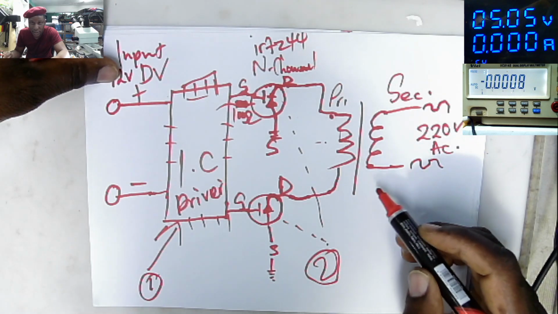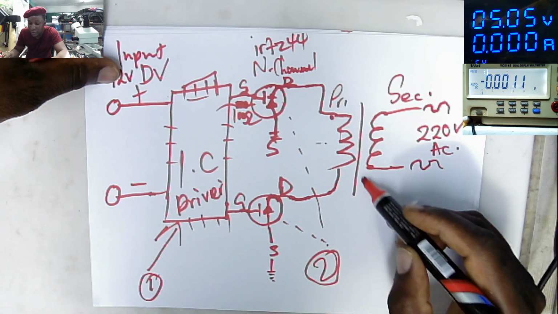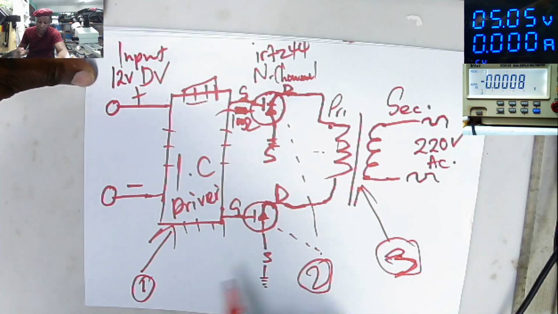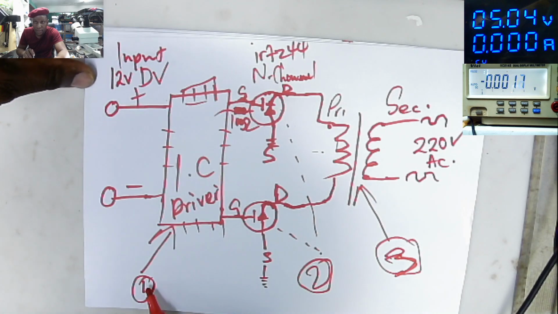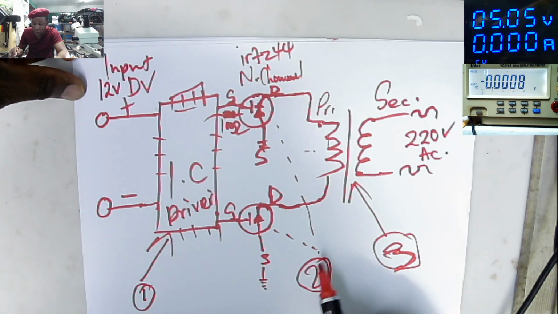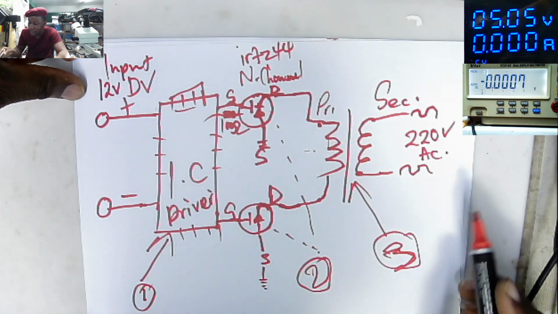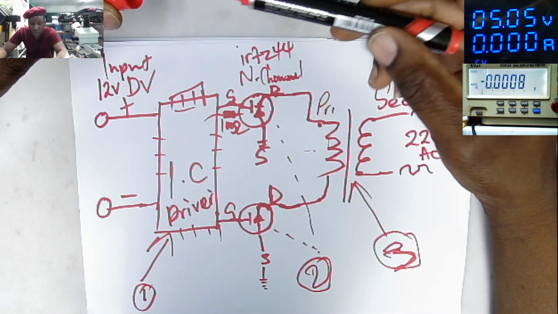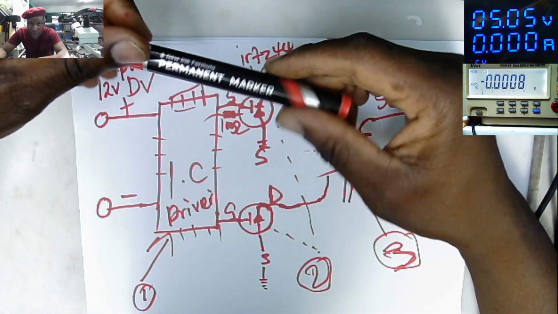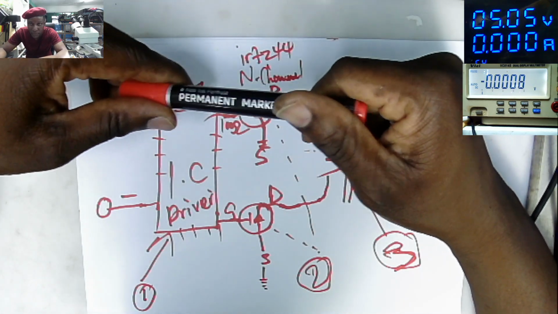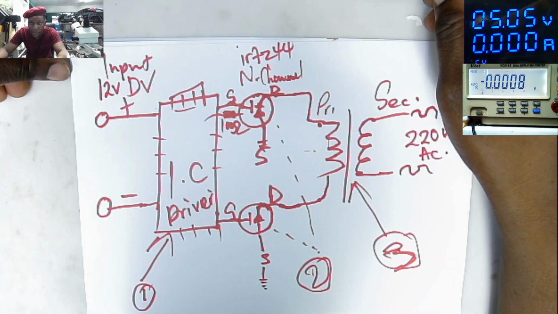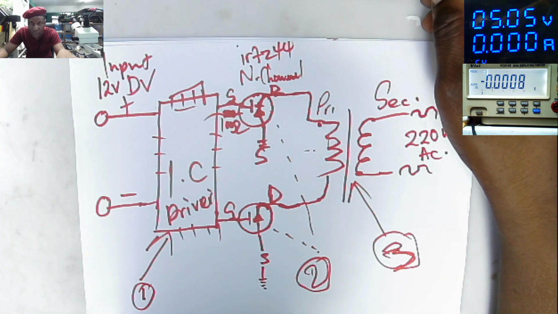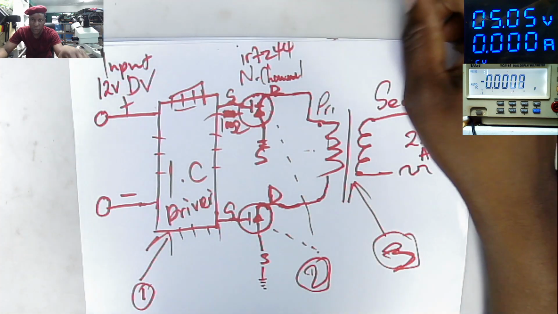And the third thing that can be at fault on this is the transformer itself. So either we have a shorted driver, or shorted MOSFETs, or the transformer itself can be shorted. So let's go back to our problem and see what exactly is our problem. Okay, good.